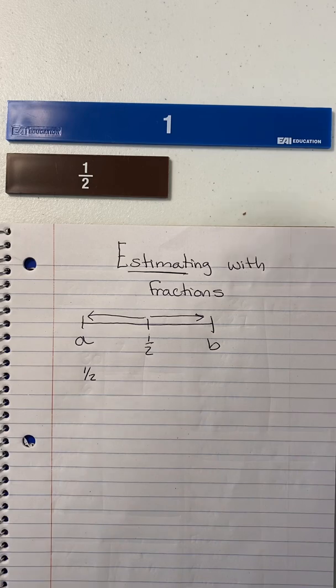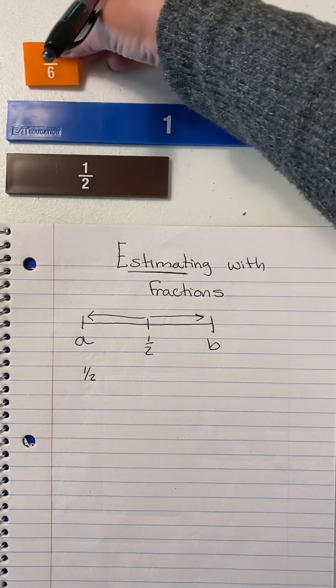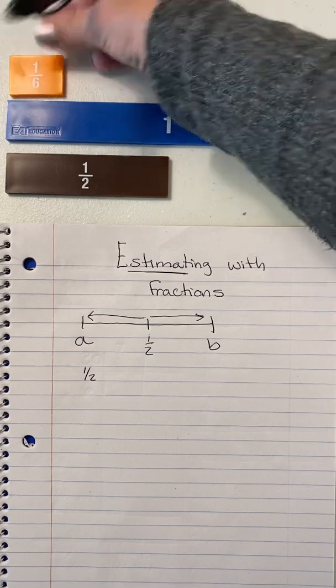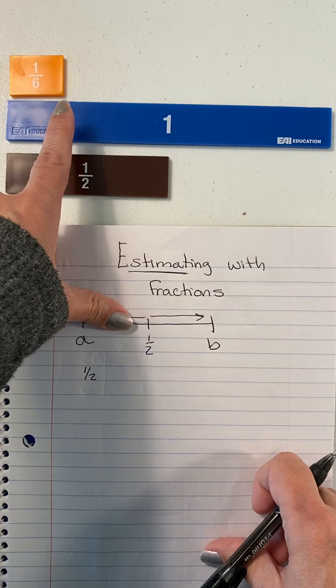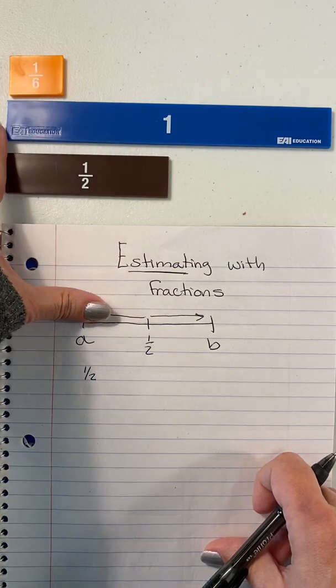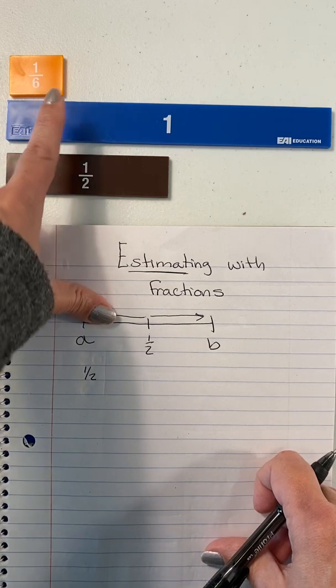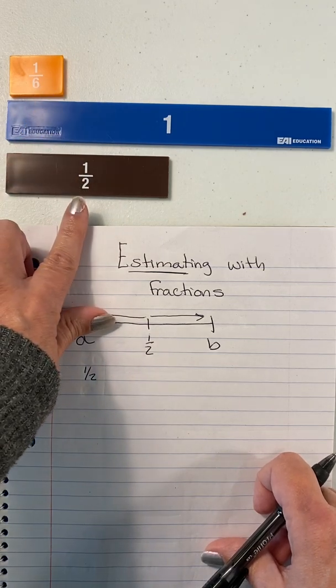Now, let's talk about this halfway point, and let's bring in sixths. If I have a sixth, I'm not at the halfway point yet, so I would go back to the whole number before. I'm even less than half if I have a sixth.